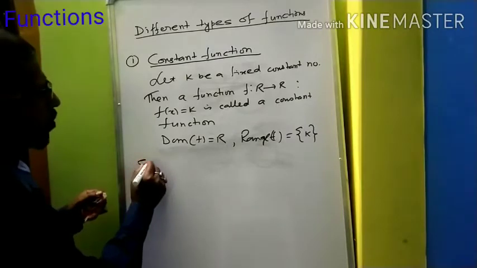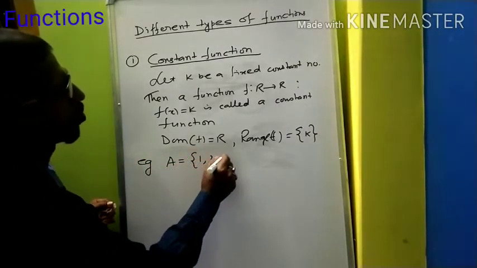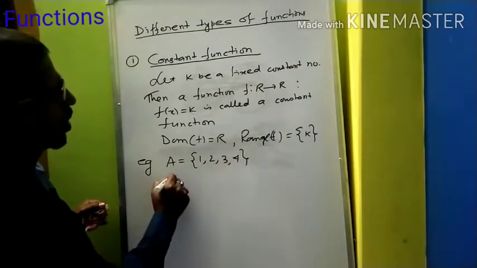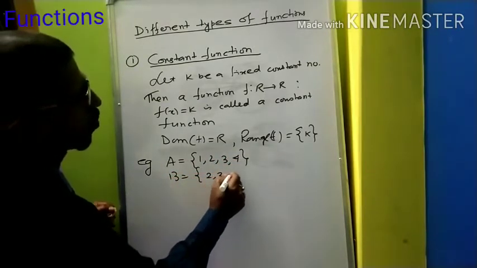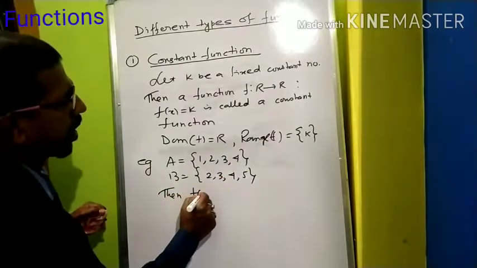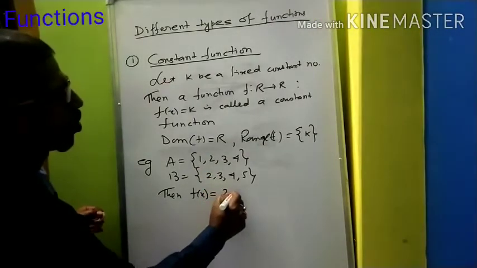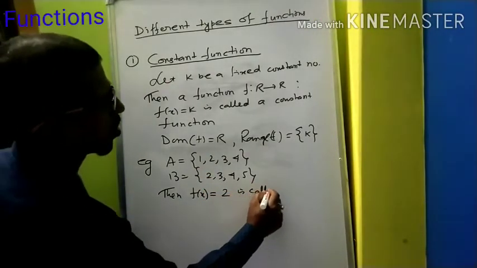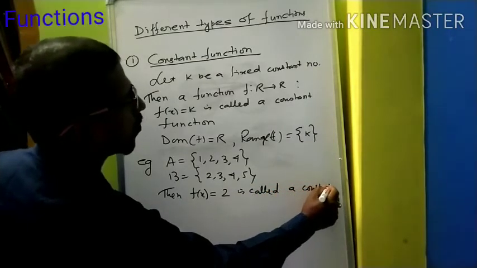If you want to give an example, you can take A and B. Suppose A has 1, 2, 3, 4 and B has 2, 3, 4, 5. Then we can say f(x) equals any one element. You can take f(x) = 2, which is called a constant function.